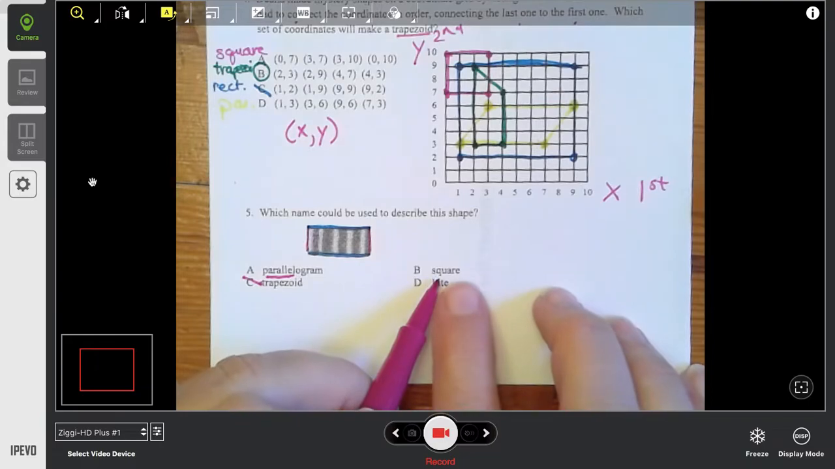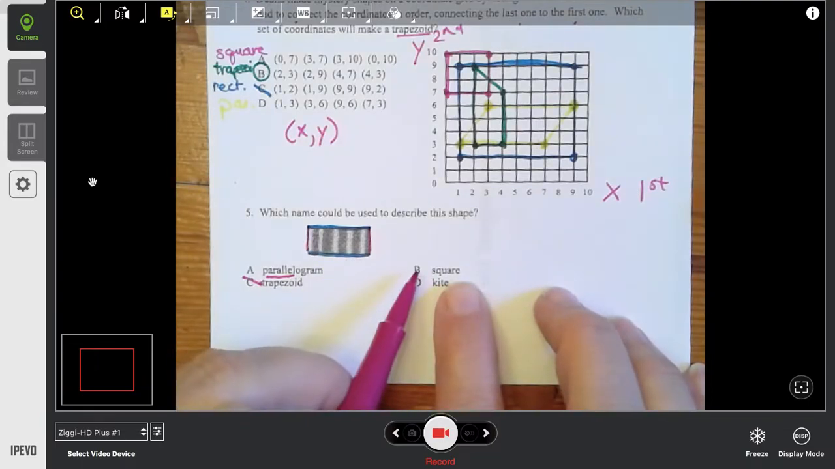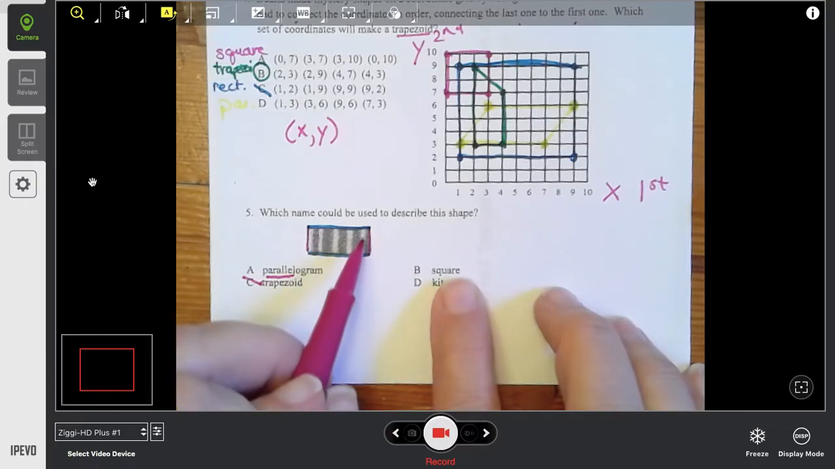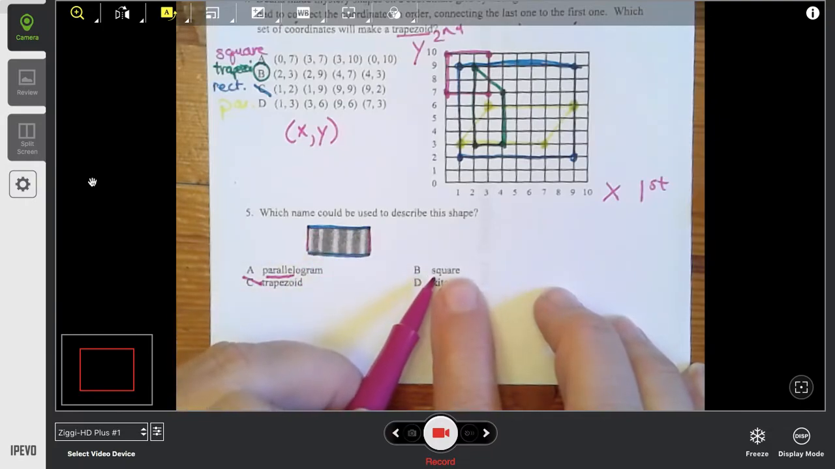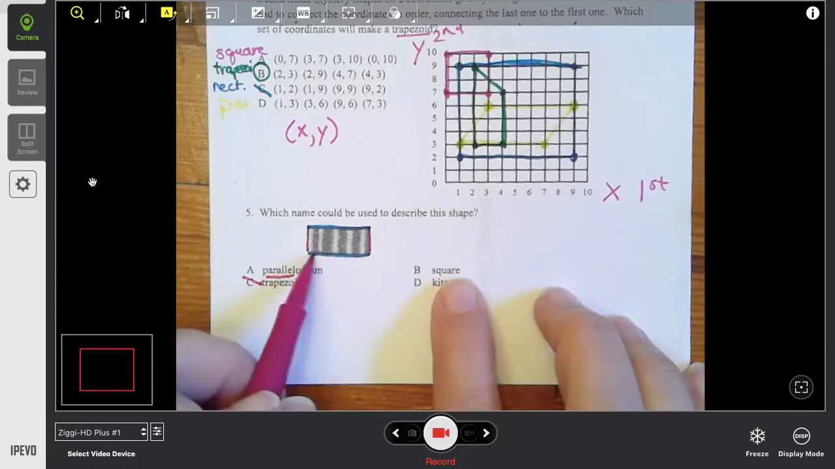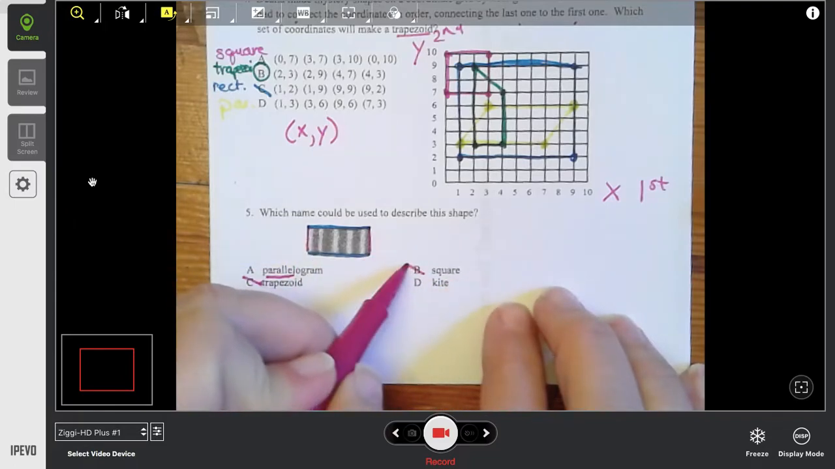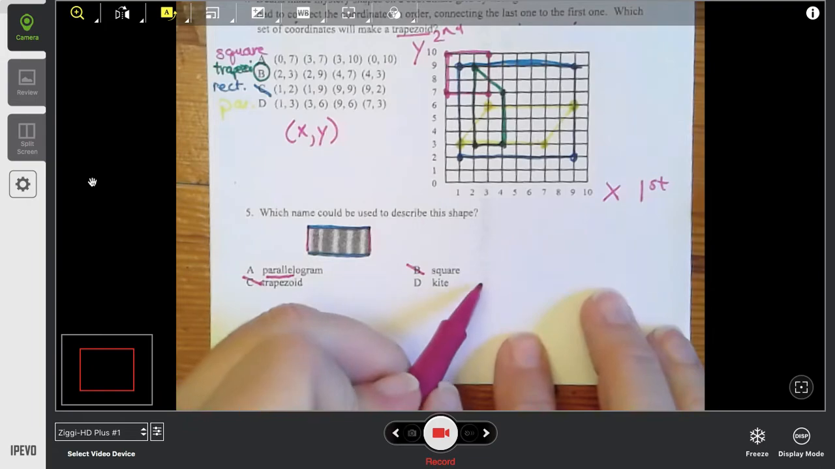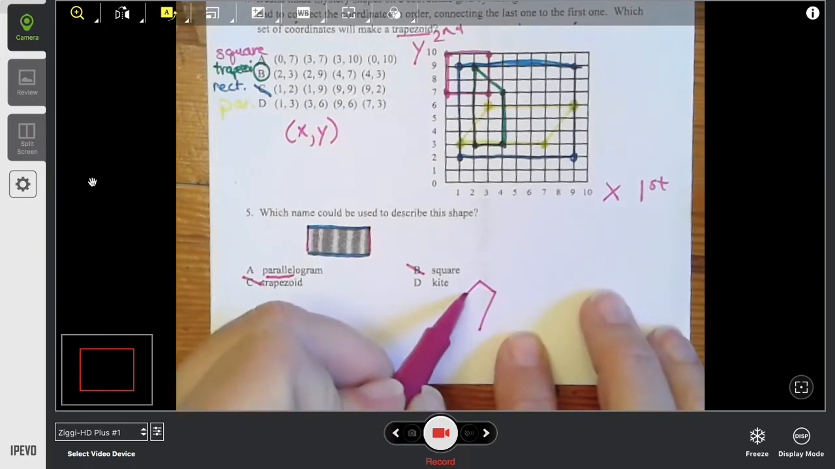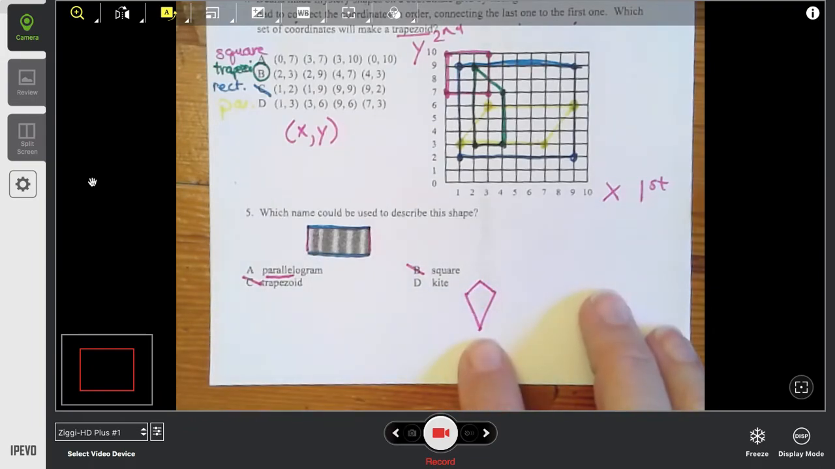A square. A square has 4 sides, 2 pairs of parallel sides, check, and 4 right angles. 1, 2, 3, 4, check. But it has to have 4 equal sides. These sides are longer than this, so no. A kite has 2 smaller sides and 2 longer sides that are adjacent. Looks just like a kite. No, this is a parallelogram.